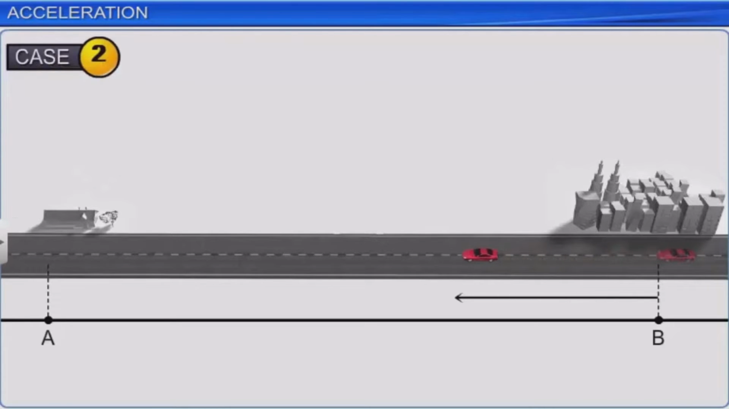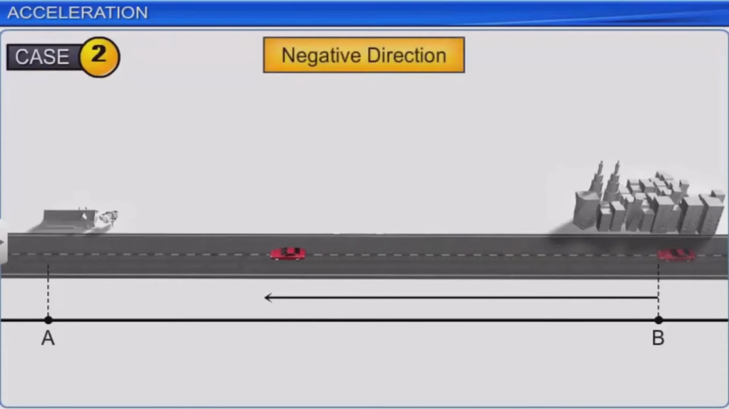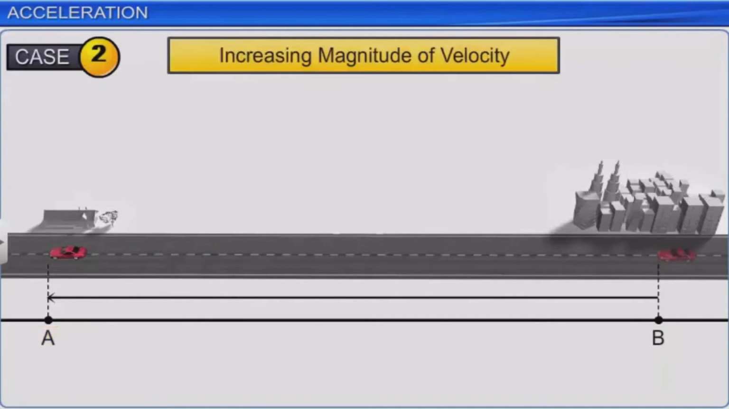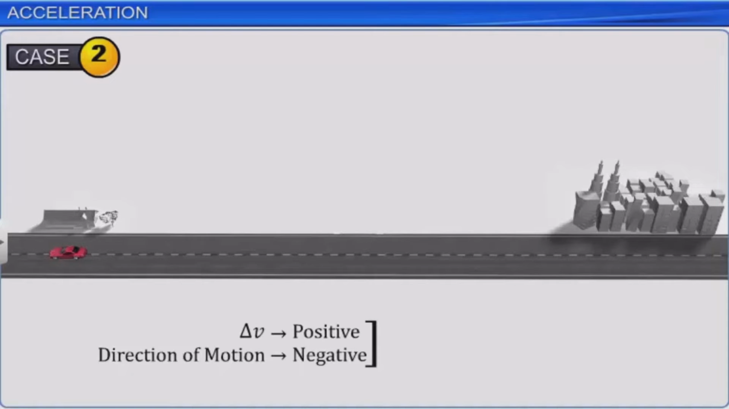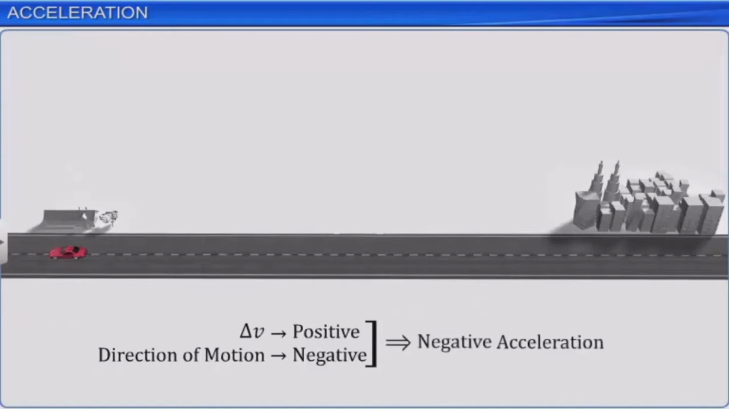Case 2. In this case, the car is moving in a negative direction, that is, from B to A, with an increase in the magnitude of velocity. Here, delta v is positive and direction of motion is negative. Since the product of a positive and a negative value is negative, the acceleration in this case is also negative.